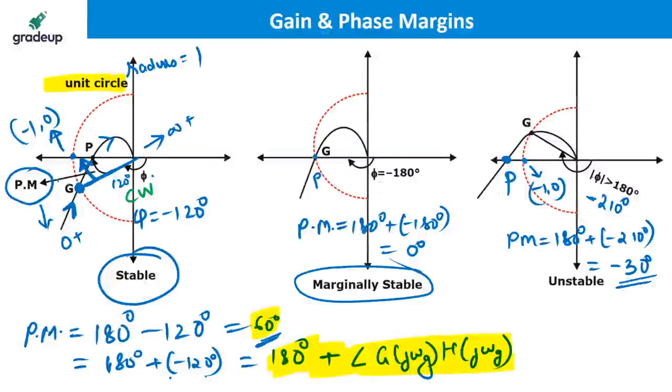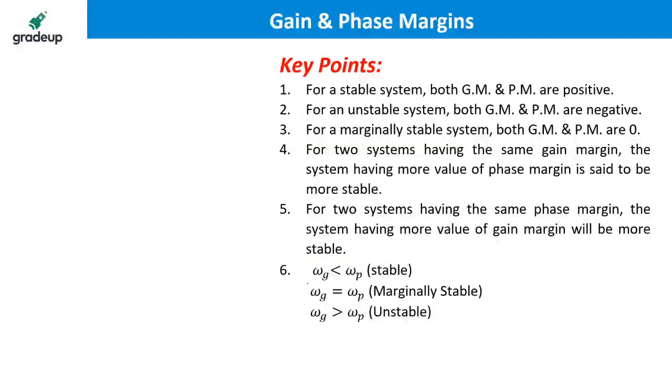When G and P are overlapping, it is marginally stable. And when G comes next and P comes first, it is unstable. That can also be used to check stability in certain cases. When omega g is less than omega p, it is stable. Omega g greater than omega p, unstable. And omega g equal to omega p for a marginally stable system. You can use these key points in solving questions.